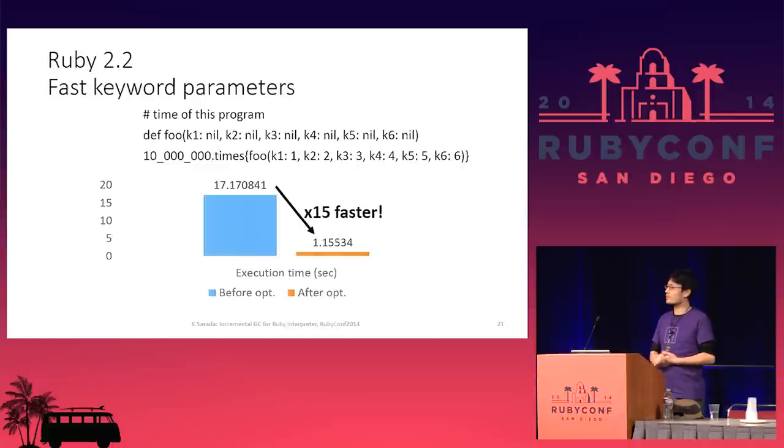And in Ruby 2.2, we can achieve very fast keyword parameter method invocation. So define a method using keyword parameters and call this method 10 million times with keywords. In Ruby 2.2, before this optimization, we needed 17 seconds to do that. But after optimization, we only consume one second, so it means 15 times faster. So please use keyword parameters. We have no performance problem with that.